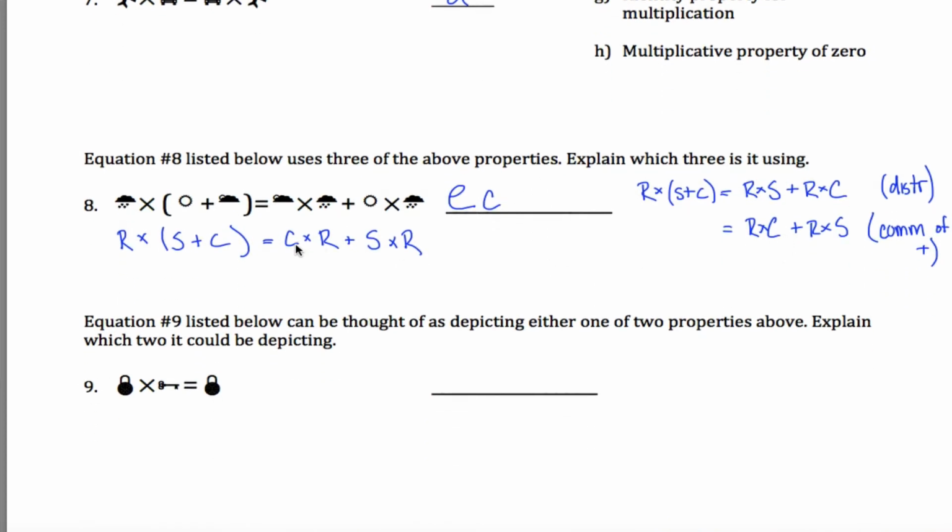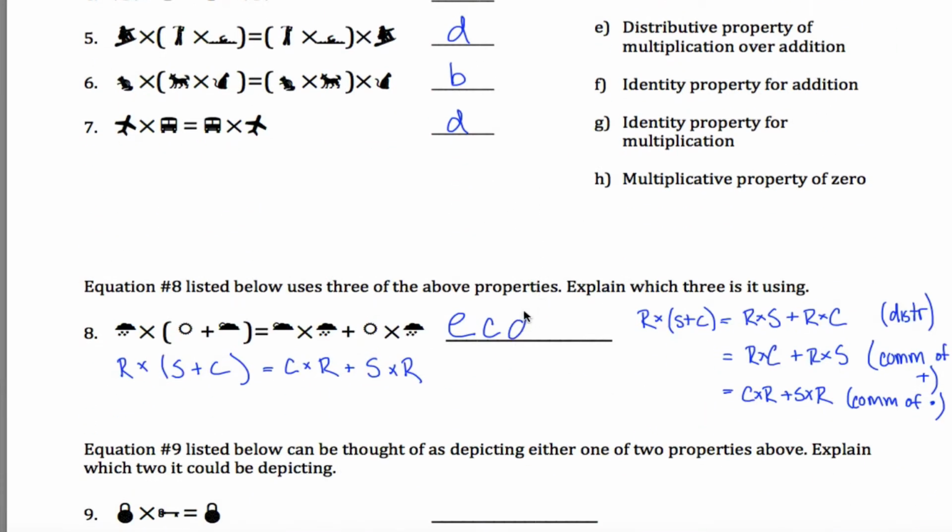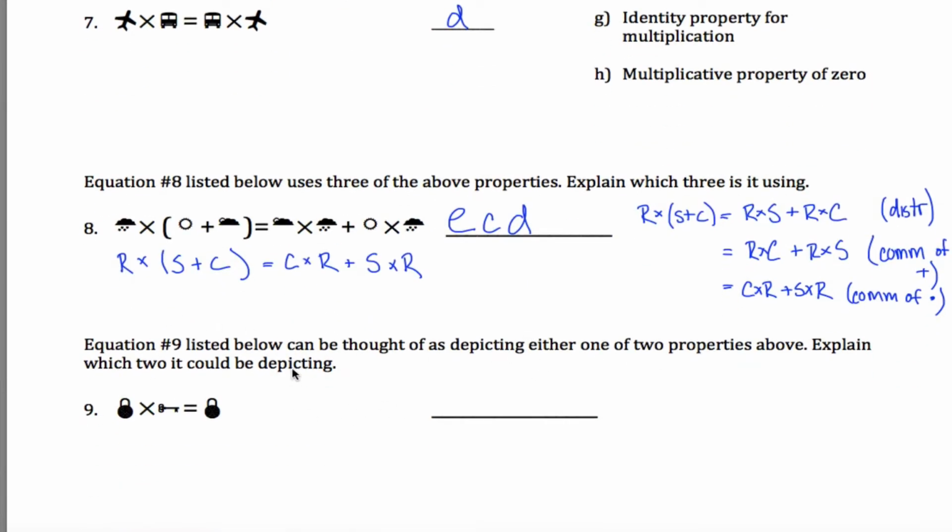And this still isn't this, right? It's pretty close, but the orders are switched around. Instead of C times R, it's R times C. Instead of S times R, it's R times S. So to switch that around, if I wanted to change the order that I'm multiplying things, I would again be using the commutative property, but now it's the commutative of multiplication, which is D here. So the three you're using, E, C, and D, I'm going to call this my explanation over here. And I didn't really give you a lot of room to explain. But I don't know, you'll figure it out.